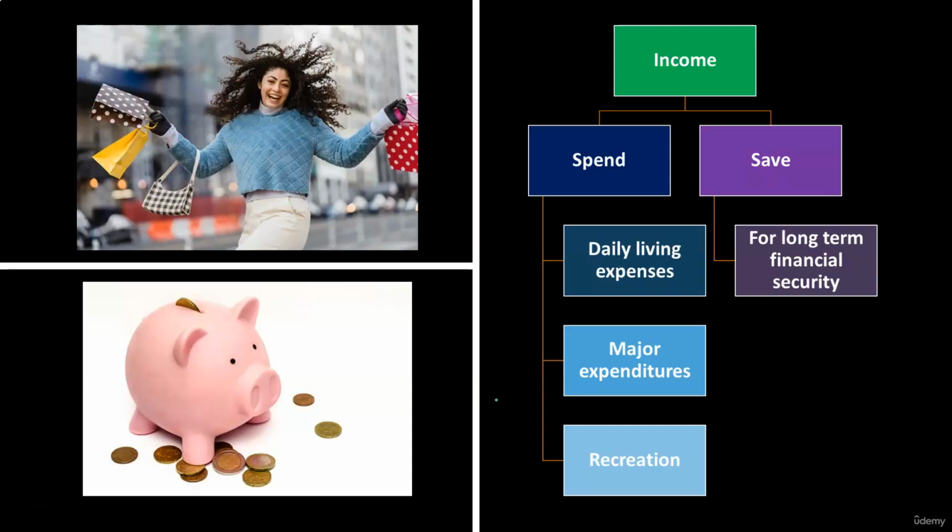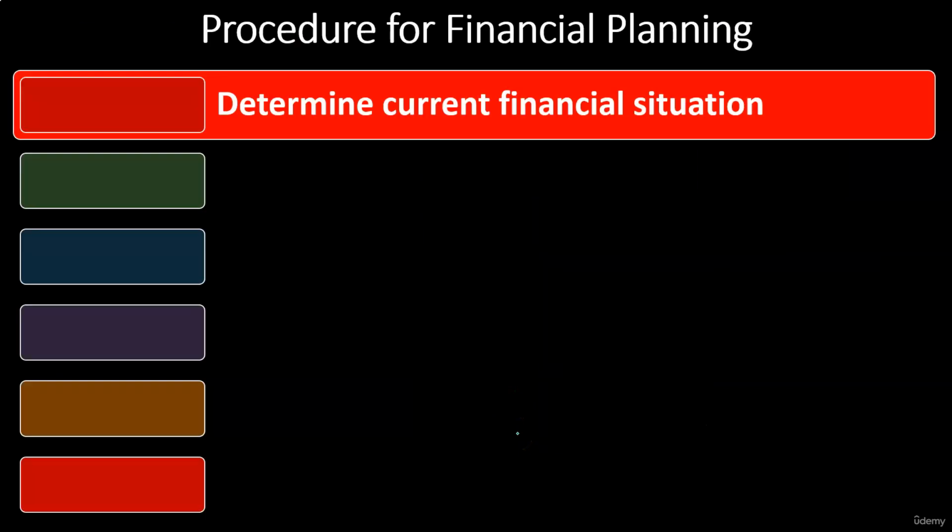Before jumping into the steps of the procedure, a quick recap on what we can do with our income. When we have our income, our options typically can be broken down into two major categories: either spending our income or saving the income. On the saving side, we're typically thinking about saving for long-term financial security. On the spending side, we can break out the spending into daily living expenses, major expenditures, bigger expenditures, and recreation. Keeping those in mind, we'll go into the procedure for financial planning.